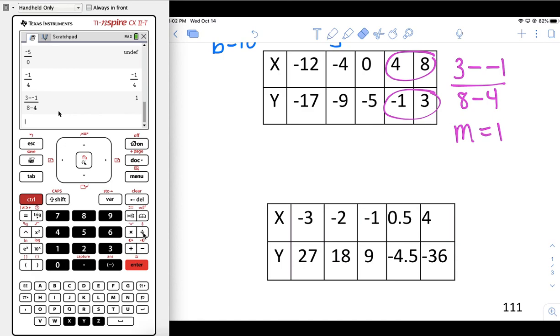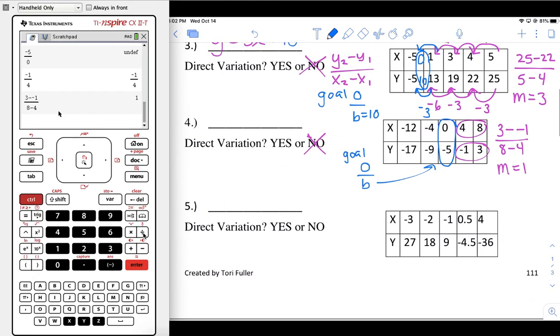Next thing we need to do is try and figure out what our b is. Remember, your goal is to try and find a 0 for your x. That would tell you where you hit the y-axis. But I get lucky this time, guys. I already have that point. My b then is negative 5. So let's go ahead and write our final equation.